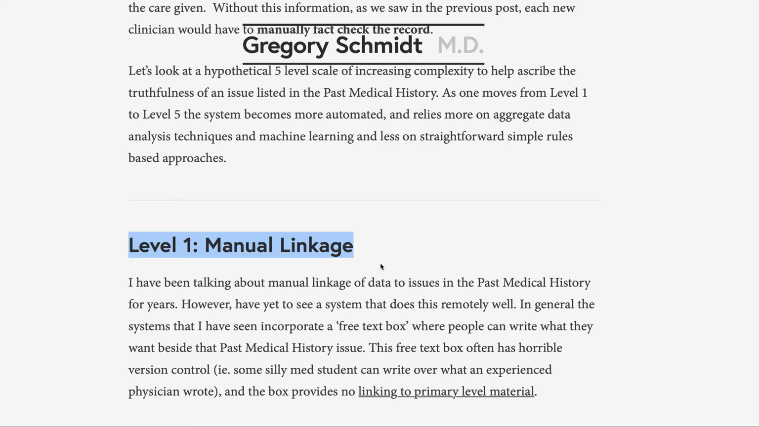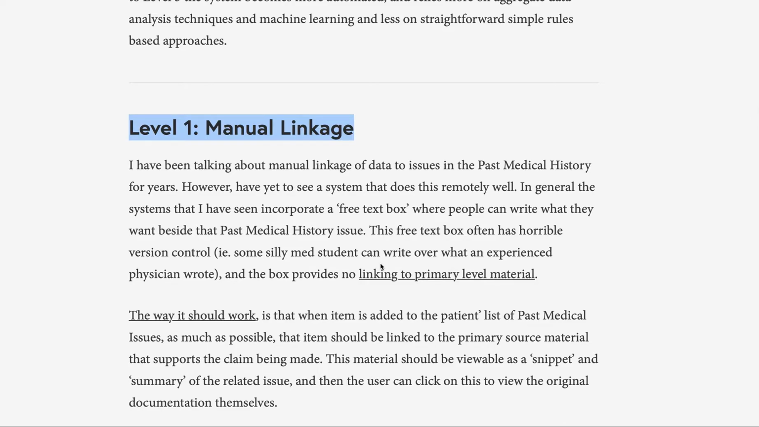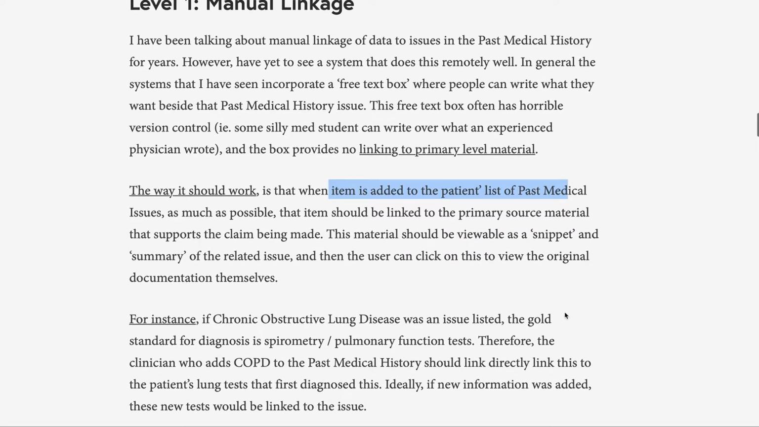And this is the key part of this concept. The way it should work is that when an item is added to the patient's past medical history, that particular item and issue should be, as much as possible, linked to primary source material that supports the claim being made. This material should be viewable as a snippet or a summary, and then the user can also click on that particular source material to view the full documentation of the original piece.